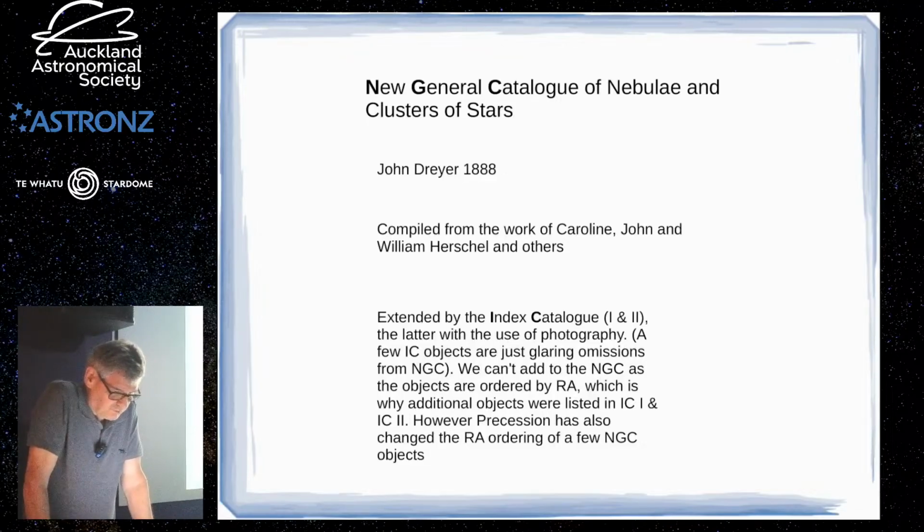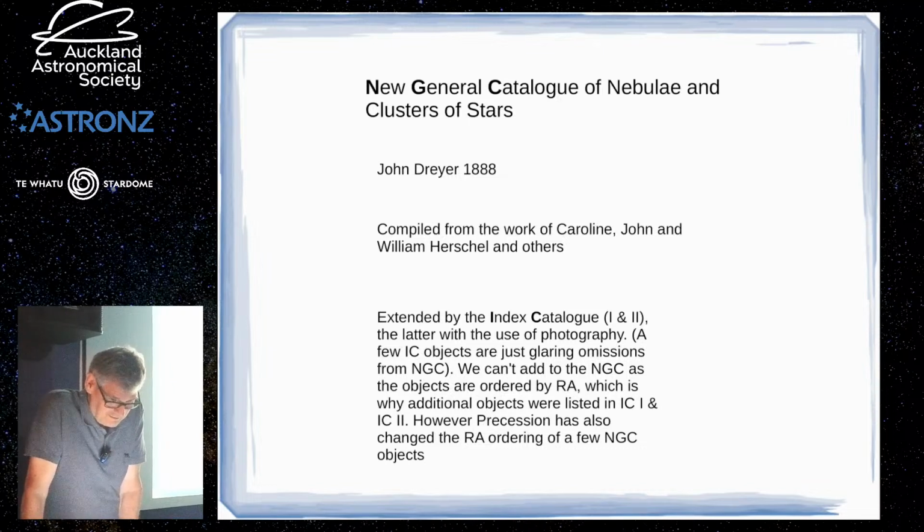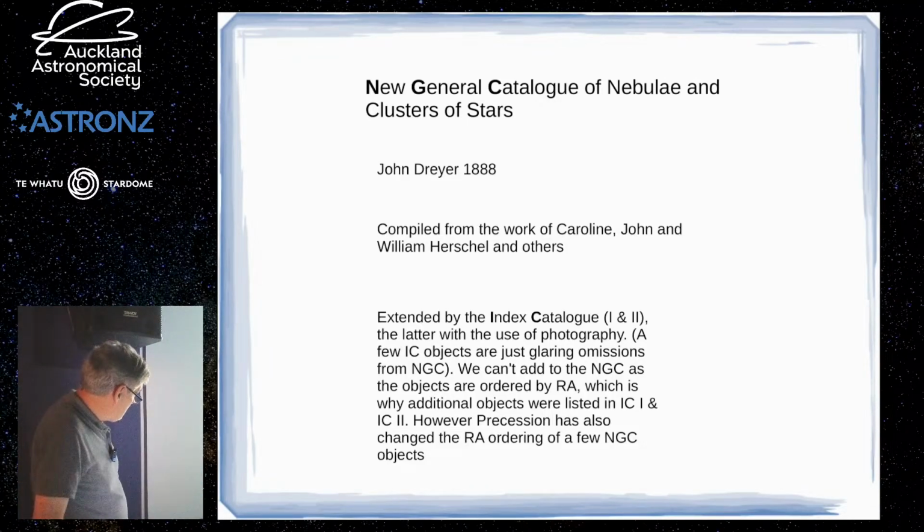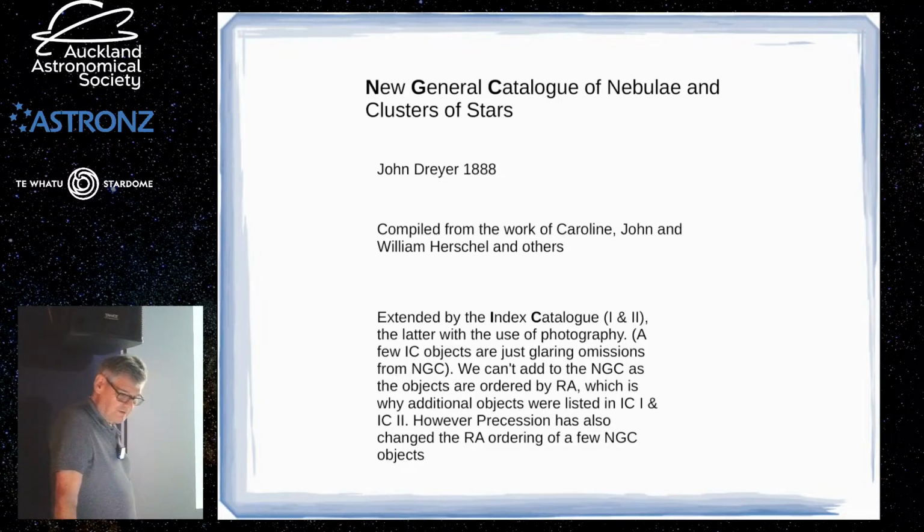Now we come to, I guess, a more important one, particularly for professional astronomers: the New General Catalogue of Nebulae and Clusters of Stars. And you can see how new it was, 1888. Basically, this was the first large deep sky catalogue, all sky, both hemispheres, from before photography was used. And a lot of the objects in it were discovered by the Herschel family.